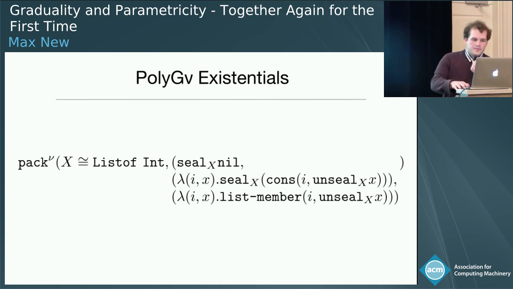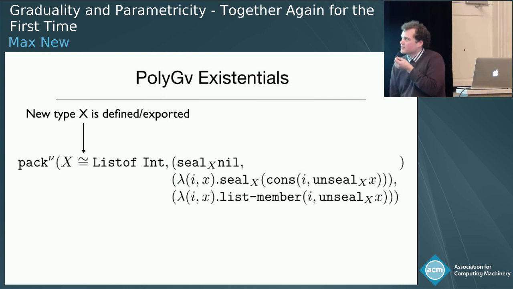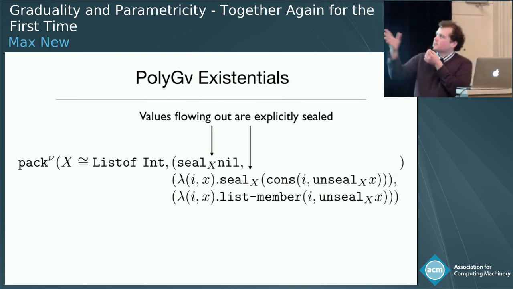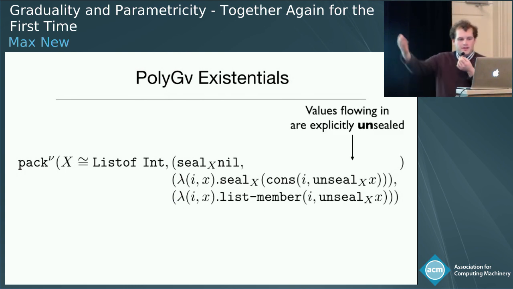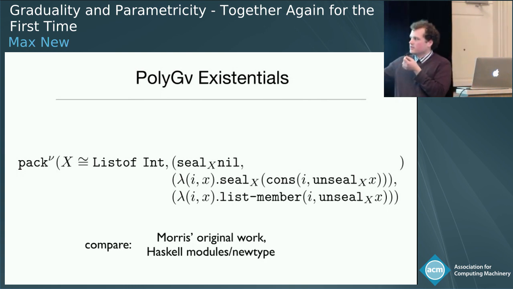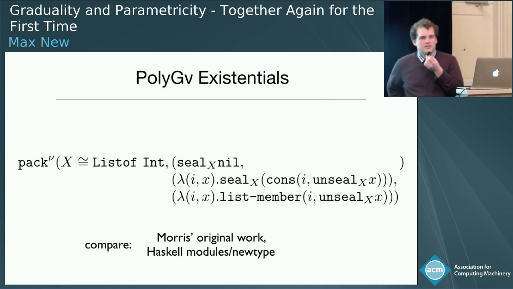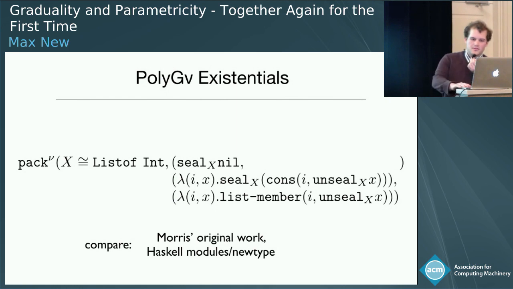Okay, so let's step through it. First of all, instead of just writing a type to instantiate the package, we're going to give it a name X here. And so this new type X is sort of exported from the module, but it's also defined to be used within the module. And then within the module, whenever we're exporting abstract values, we need to make sure to seal them. And then whenever abstract values are flowing in, we have to explicitly unseal them. And so this is actually quite similar to Morris's original paper, and it's also very similar to the way that newtypes are used with Haskell modules to get data abstraction.